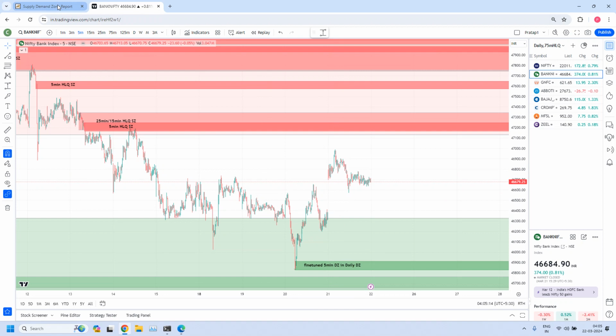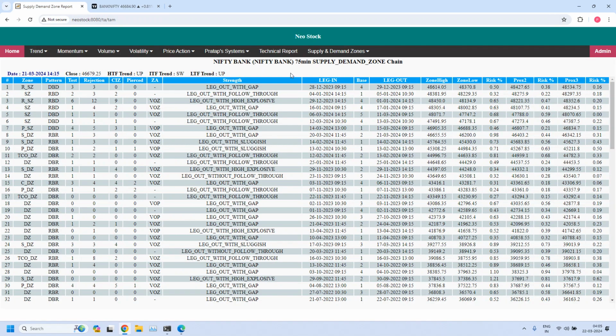Because in earlier time frames the price action activity is not there. The price action activity is starting from the 75 minute zone. So here is the Nifty 75 minutes supply zone, and here we have supply zones and demand zones, both. Here if you look into the recent demand zone, the 8th one, the one they created today. See, the leg out is today morning's 9:15 candle.